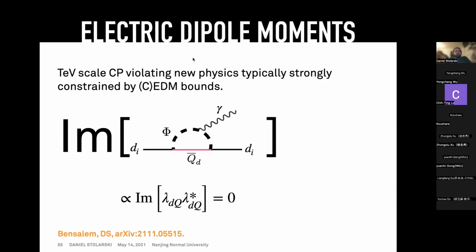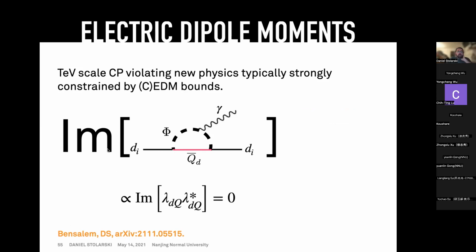So electric dipole moments are CP violating physics, but there could be CP violating physics in this Yukawa coupling, right? There's no reason for the phase of this Yukawa to be real. And if you have CP violating physics at the TeV scale, it's almost always excluded by EDM, by electric dipole moment bounds. But it turns out it's not in this theory. So this is a paper with a postdoc at Carleton.